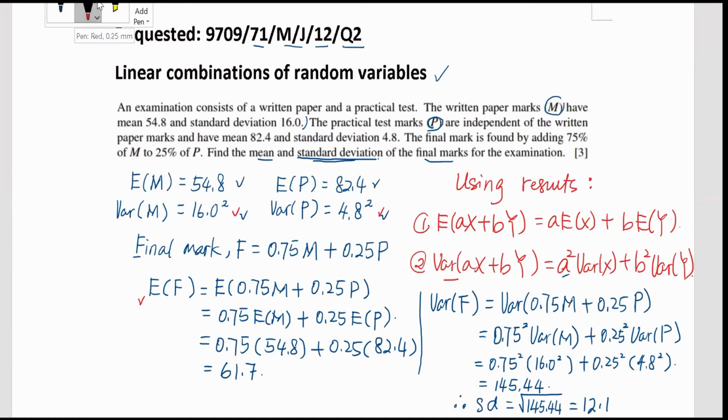Using the results given here, bear in mind that when we are using the results, the two variables we are talking about in this particular question, the practical test mark P and the written paper mark M, are supposed to be independent. So the keyword here is independence. Then we can use the point 1 and 2 results to help us find the mean, the variance, as well as the standard deviation for the final mark. That's all for this video.